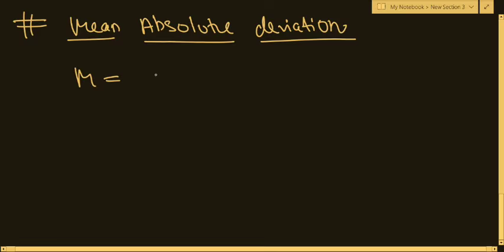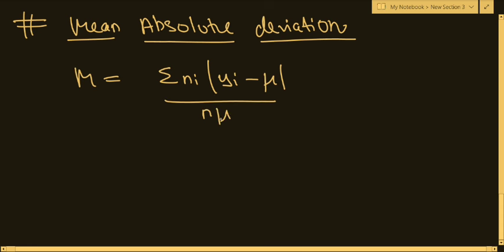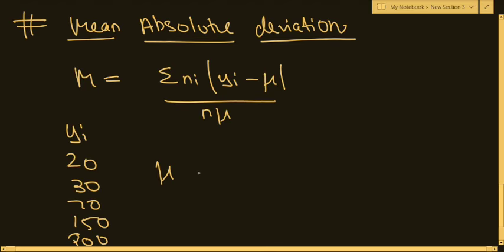We have mean absolute deviation as summation of ni, modulus of yi minus nu, upon nu. This is not a complex formula. You can just use it, like if we have an income distribution such as 20, 30, 70, 150, 200, you just compute nu, then you compute deviations from nu and take their absolute values. You just sum up the absolute values and then divide by total income. This basically is total income, average income into number of people.